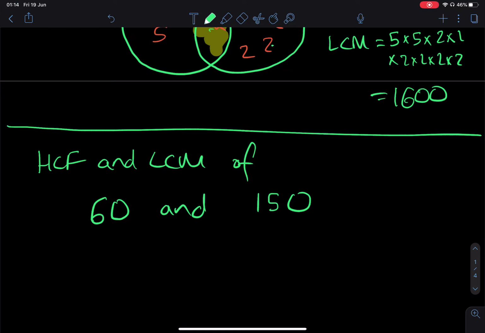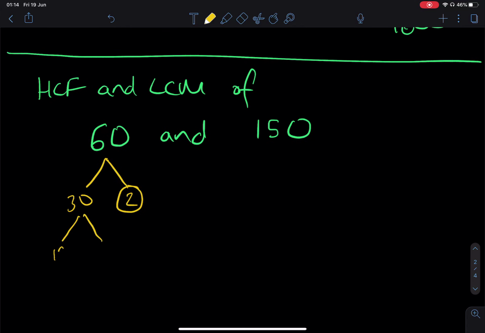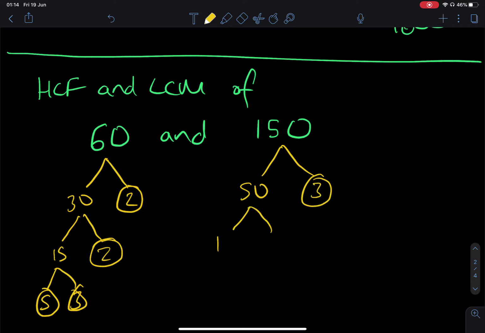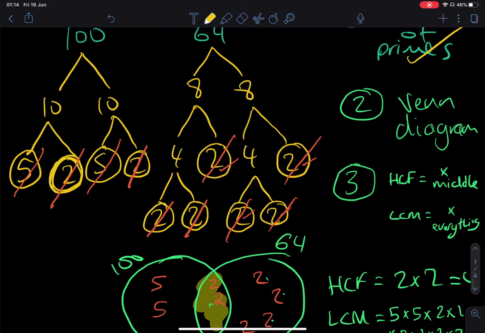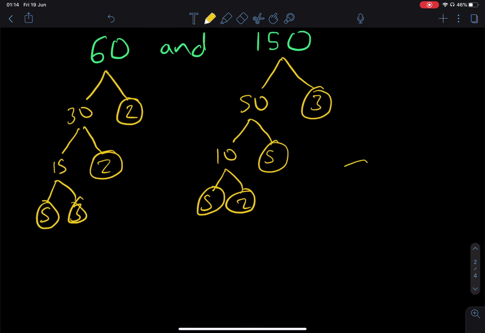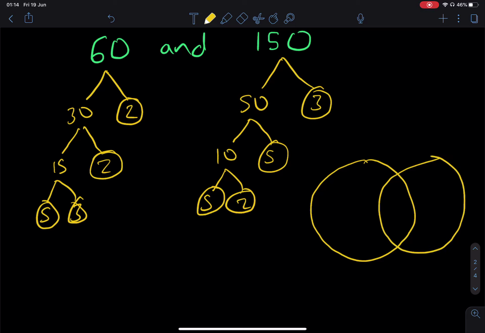All right, so let's try this out ourselves, and let's see if you got it correct. So 60 is 3 and 2, 15 and 2, 5 and 3. Okay, 150 is 50 and 3, 10 and 5, 5 and 2. Okay, so I've done step 1. Step 2 is the Venn diagrams. Label it 60 and 150.